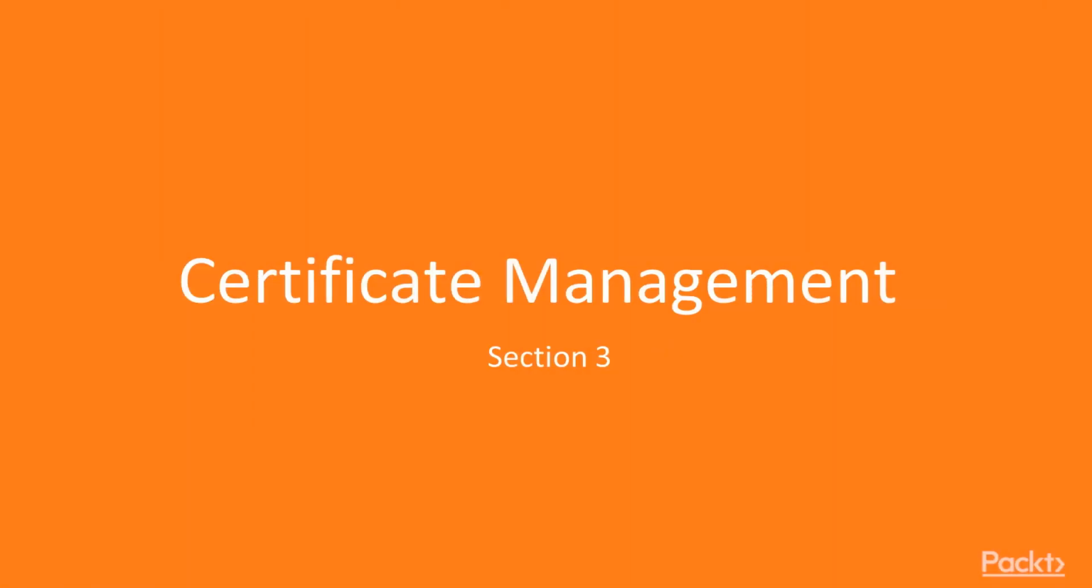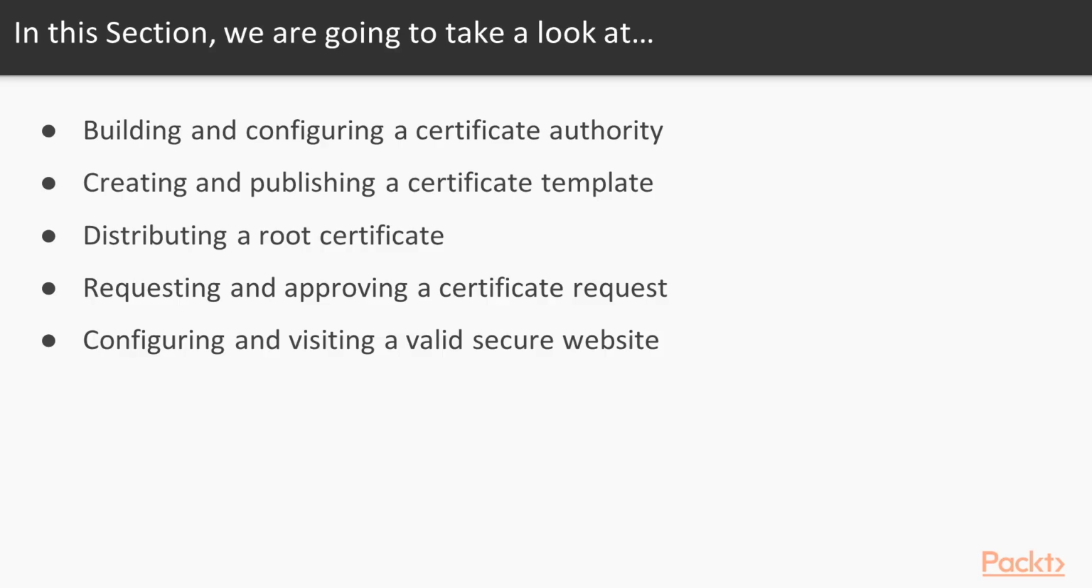Hi, welcome to section 3 on certificate management. In this section, we're going to take some time to build and configure a certificate authority, create and publish templates for that CA. We'll use group policy to distribute a root certificate, and then we'll walk through requesting and approving a certificate, in this case for a web server, and then we will configure that web server with our certificate and visit and see that we now have a valid connection over SSL to that server.